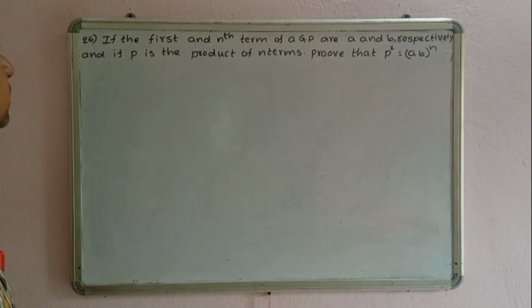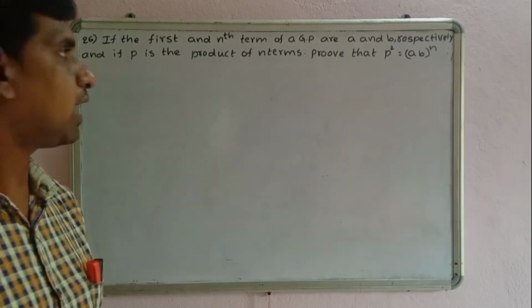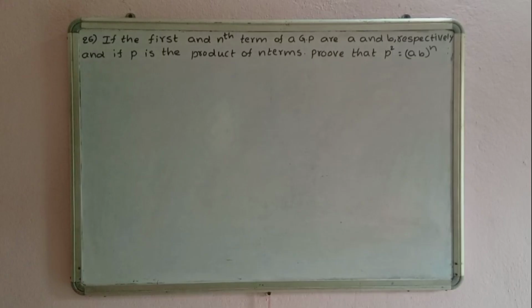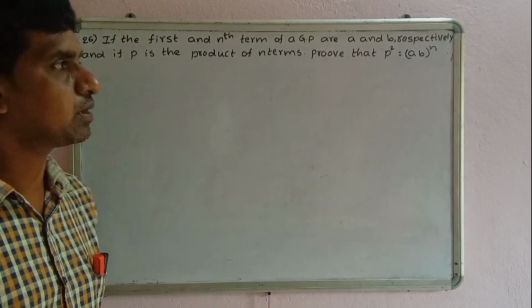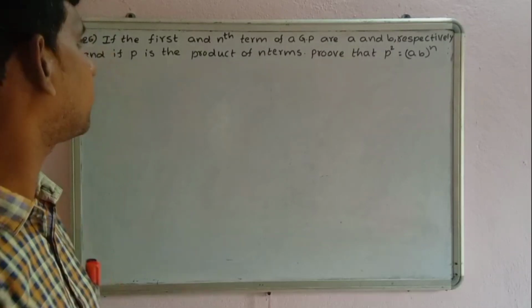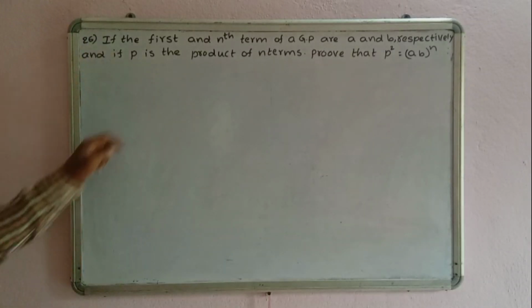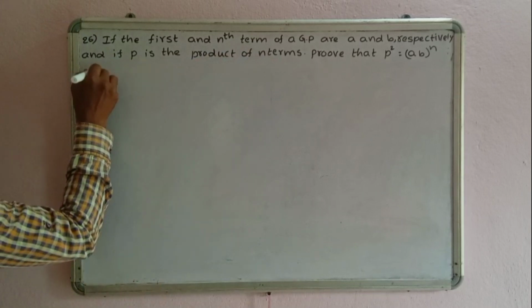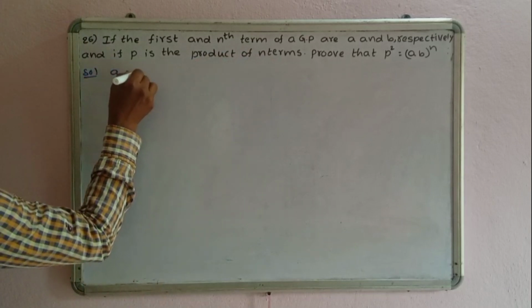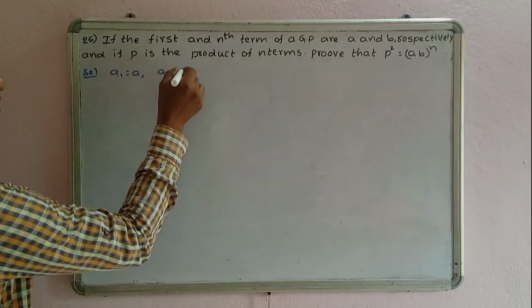Problem 26. If the first and nth term of a GP are A and B respectively, and P is the product of n terms, prove that P square equals AB whole power n. See, the first and nth term of GP are A and B. First term is given, that is A. Nth term an is given, that is B.